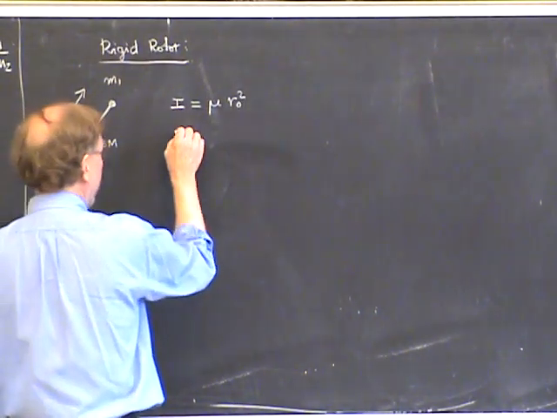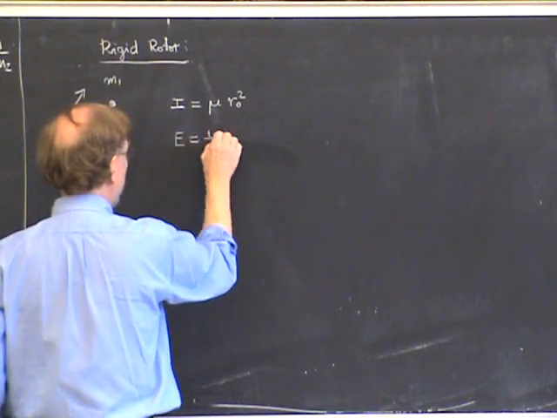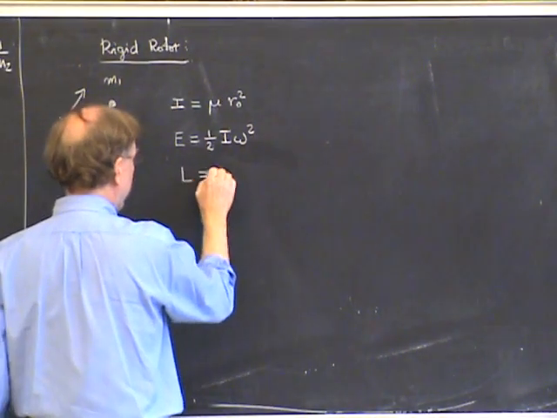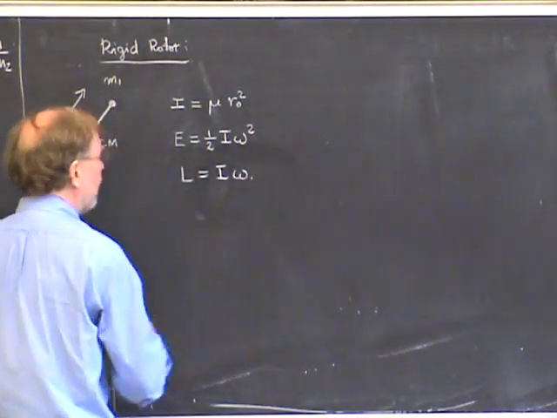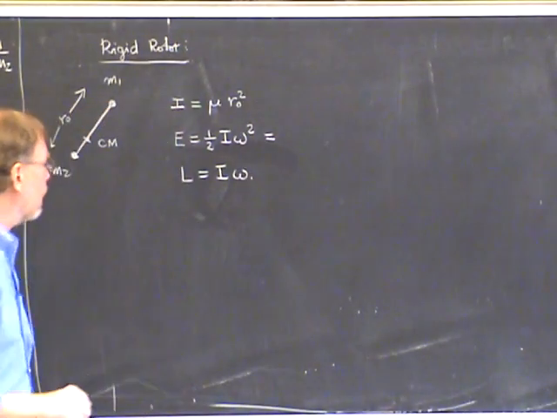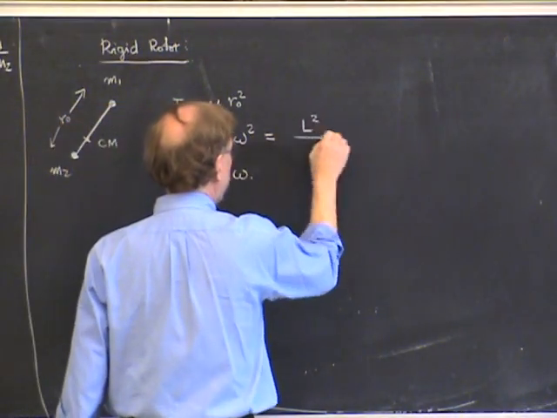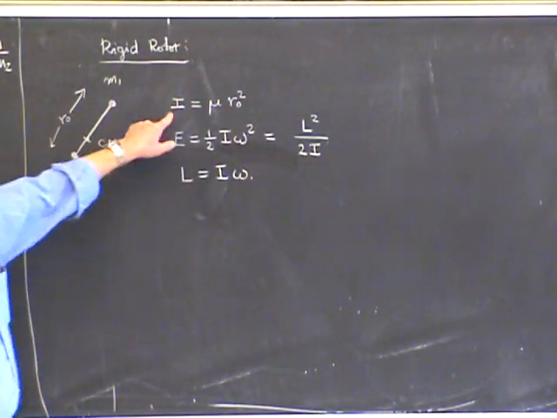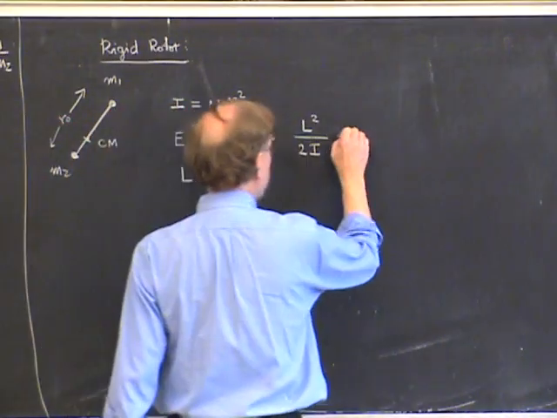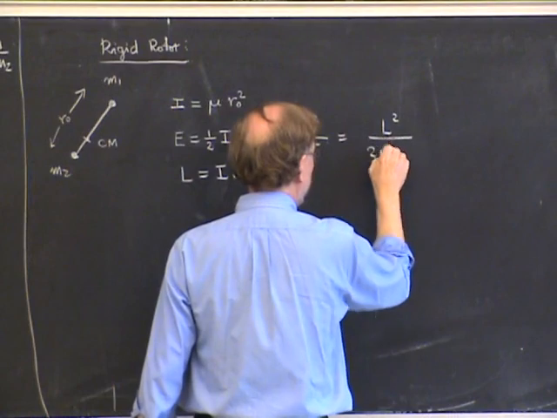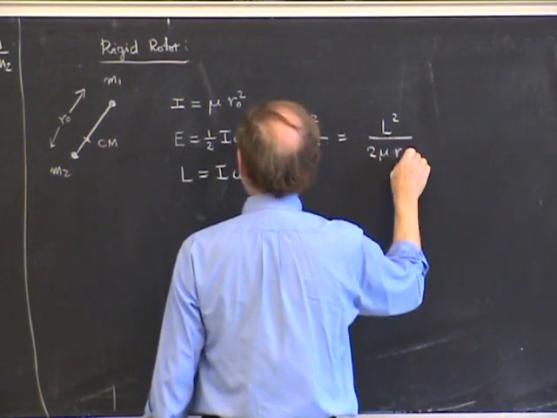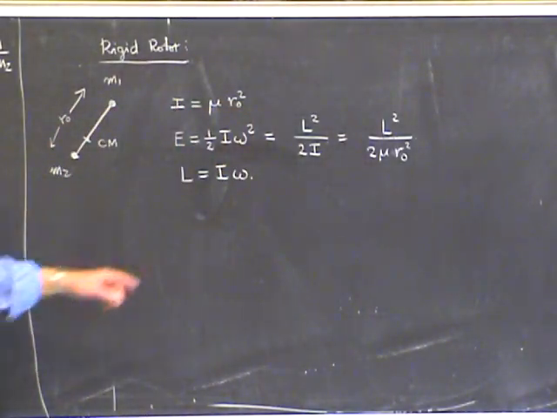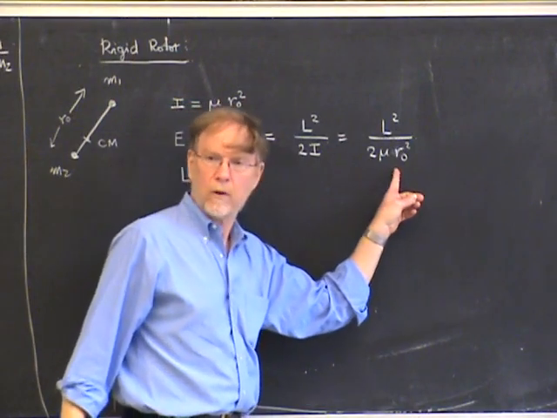And so just by elementary mechanics, the energy of the system is going to be 1/2 of the moment of inertia times the square of the angular velocity. We also know the angular momentum is the moment of inertia times the angular velocity. And if you write the energy in terms of L instead of omega, it turns into L squared divided by twice the moment of inertia. Now here's an interesting fact. If we take this expression for the moment of inertia in terms of the reduced mass and plug it in, we get L squared over twice mu times R naught squared, like this. And what this shows you is that this is actually the centrifugal potential.